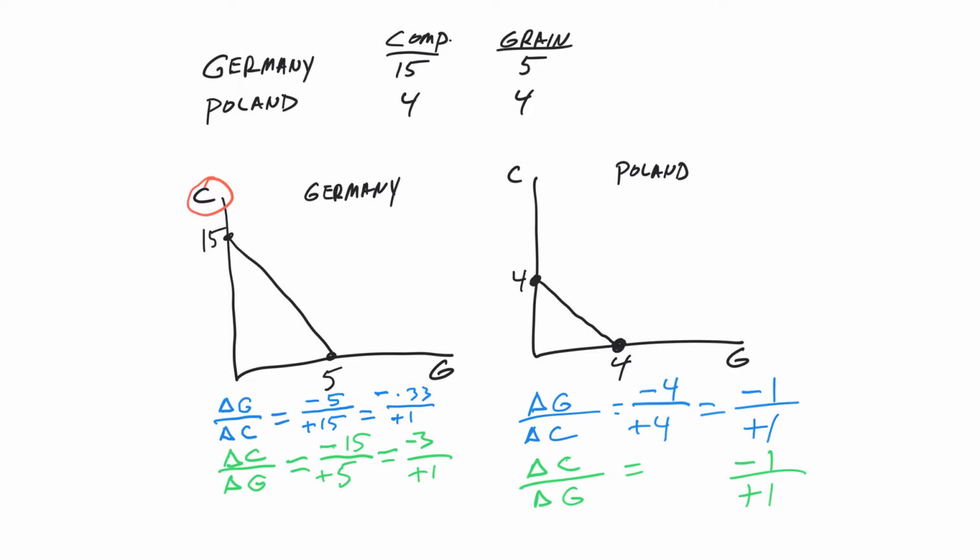How about for grain? Well, in Germany, 1 grain costs them 3 computers. In Poland, 1 grain costs them only 1 computer. So Poland has the lowest opportunity cost, and they have the comparative advantage in grain. All right.